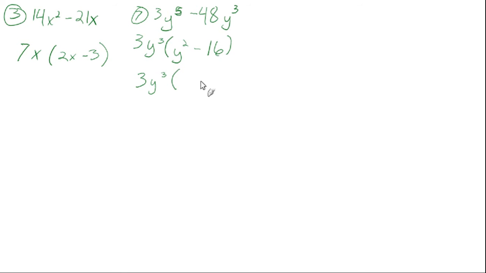Okay. If you don't remember difference of squares, or if that doesn't occur to you, that's fine. You can just think of this as a regular old quadratic. And we could say plus 0y minus 16. And say what multiplies to negative 16 and adds to 0, and that would be plus 4 and minus 4. Okay, so now this is completely factored.